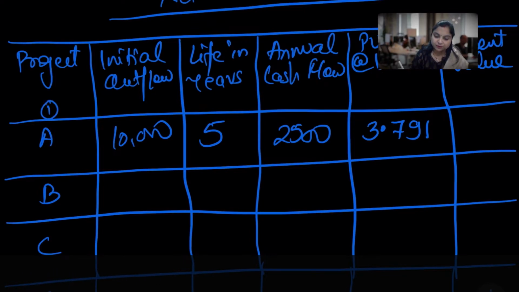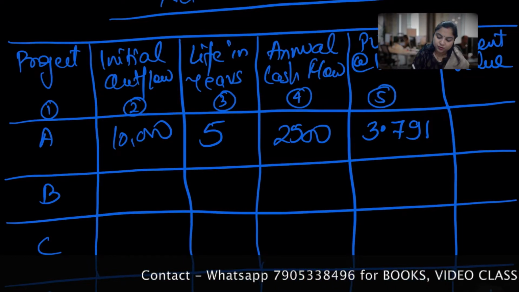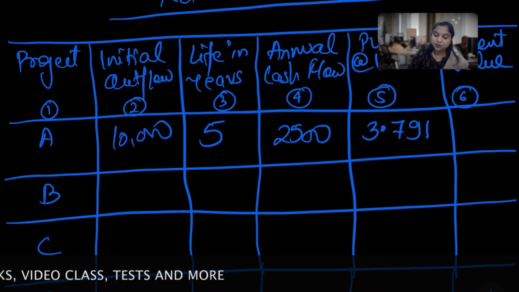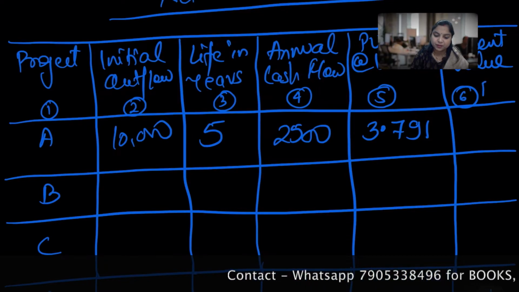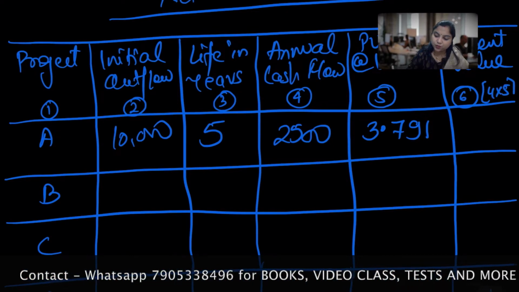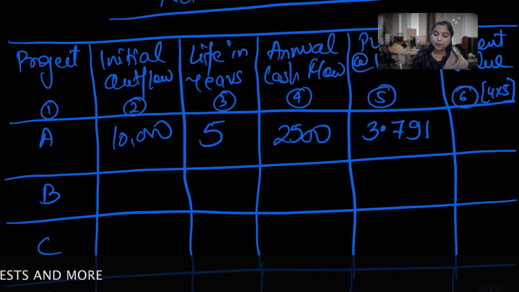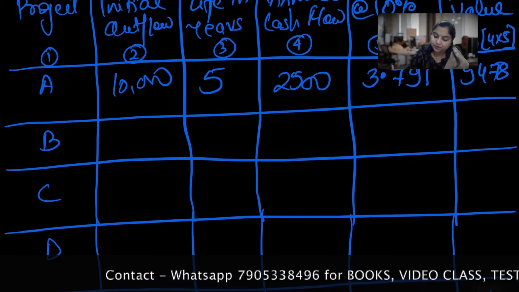Okay, for 5 years. So I mark it as column number 1, 2, 3, 4, 5 and 6. So present value will be your cash inflow, okay, 2500 into PV table, that is column 4 into 5. Hope you can do. So if you number them, it will be a good presentation for the purpose of examination. 9,478. Okay.